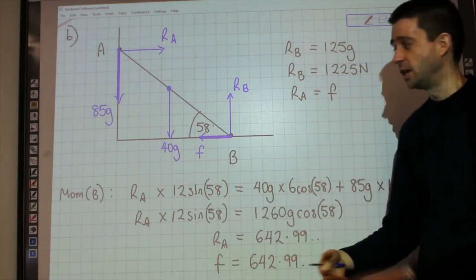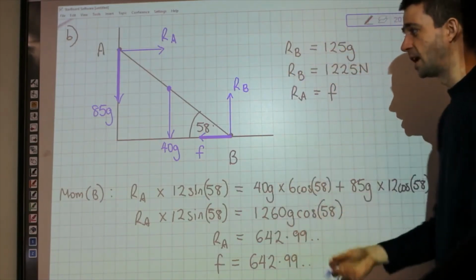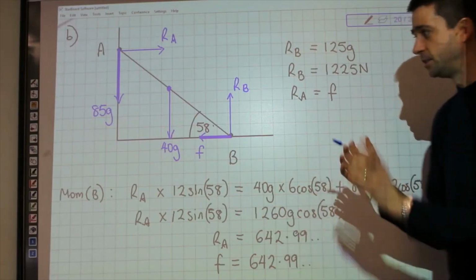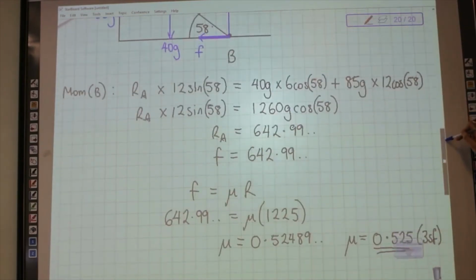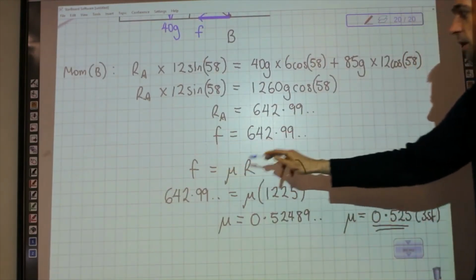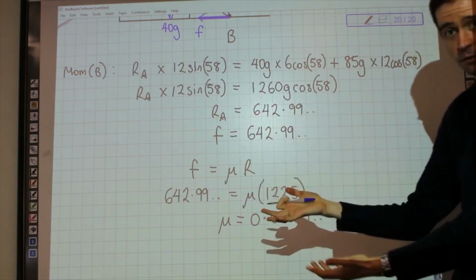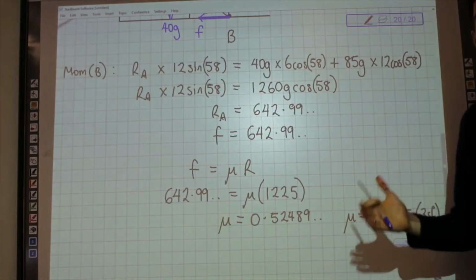That's your strategy. Vertical, horizontal, moments. Always the same. One of those 3 things will get you closer to what you need. Doesn't matter what order you do them in. So we worked that all the way through, and then we used the friction was mu times reaction force, using the reaction force at B because that's where the friction was happening, and then we got our value for mu. Job done.